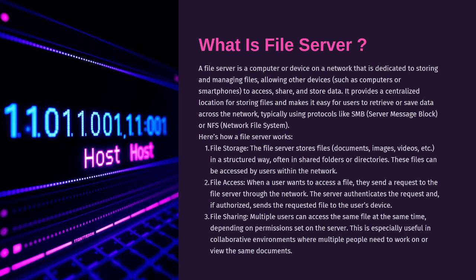Here's how a file server works. Number 1, file storage. The file server stores files like documents, images, videos, etc. in a structured way, often in shared folders or directories. These files can be accessed by users within the network. Number 2, file access. When a user wants to access a file, they send a request to the file server through the network. The server authenticates the request and, if authorized, sends the requested file to the user's device.